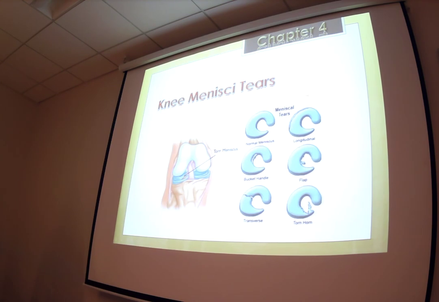So there's a few different types of tears in the meniscus. So you have the normal meniscus here, a longitudinal tear, the bucket handle tear where a piece tears off, but it's still connected on the other end. A flap where it gets torn off and you have a little flap hanging there. Transverse tear would be going transversely through the actual meniscus. And then a torn horn, essentially it's like a flap tear that's right at the end or the horn of the meniscus.